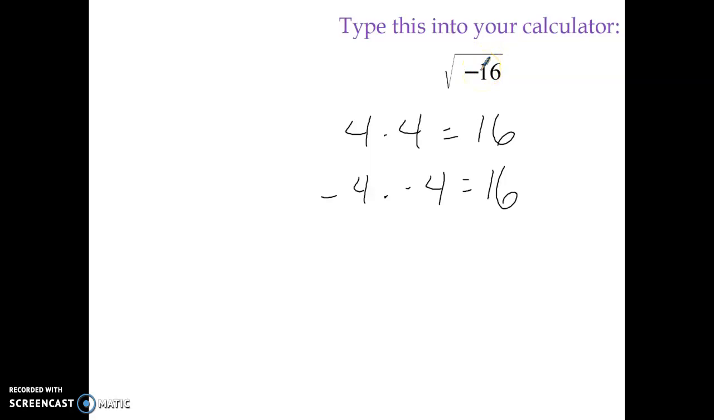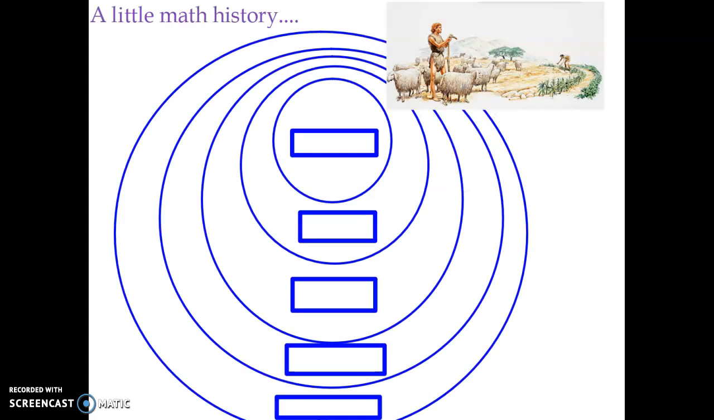So my calculator gets confused. My calculator just gives me an error. So this is an opportunity where you have to be smarter than your calculator. And let's see where all this came from. Let's go backwards in time just a little bit and do some math history.